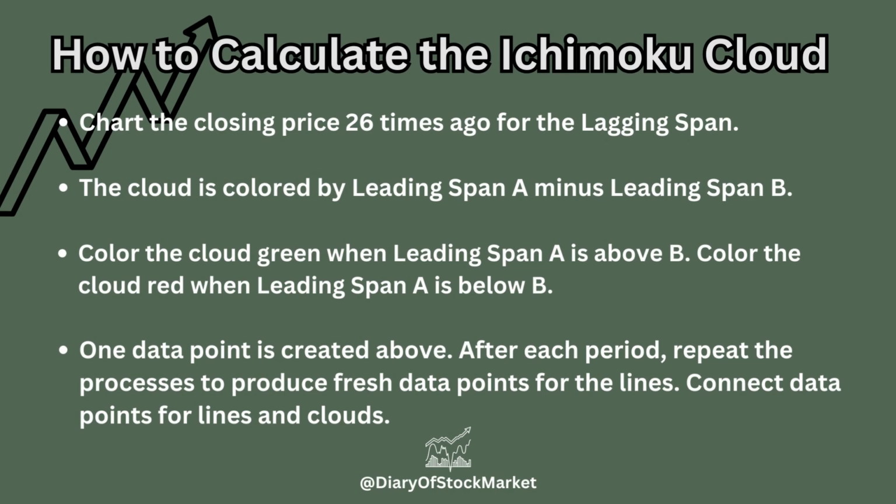The cloud is colored by leading span A minus leading span B. Color the cloud green when leading span A is above B. Color the cloud red when leading span A is below B. One data point is created above. After each period, repeat the processes to produce fresh data points for the lines. Connect data points for lines and clouds.